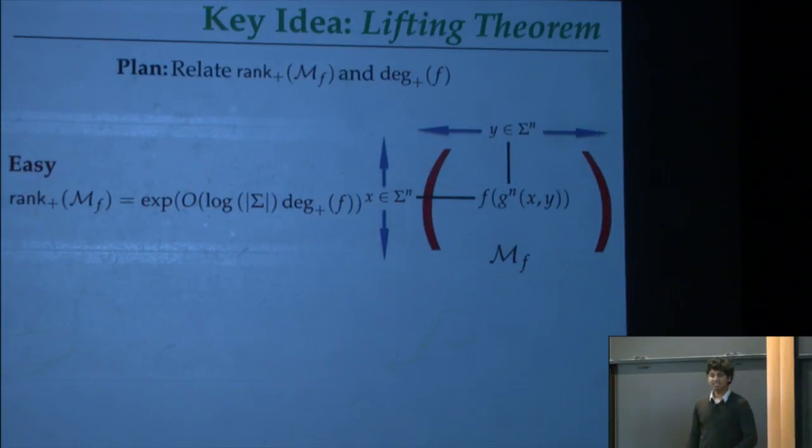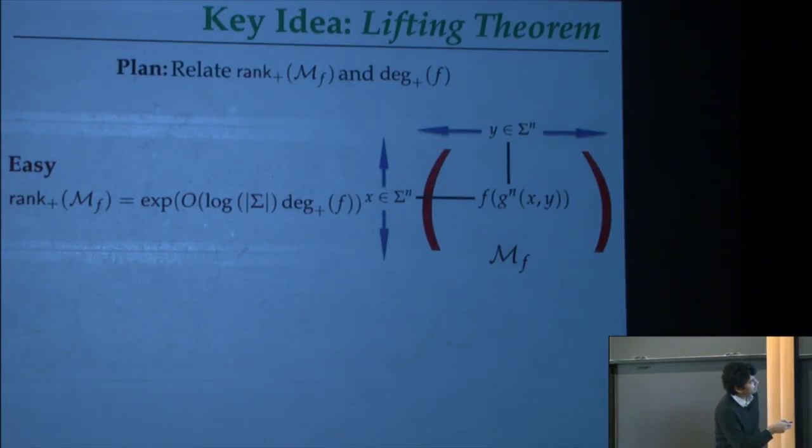Great. So just to say what is the lifting theorem we are going to prove now. We are going to relate, as I said, the non-negative degree of the function f to the non-negative rank of the pattern matrix MF. What is easy to see is that the non-negative rank is always upper bounded by an exponential in the log of the alphabet size times the non-negative degree of f. And this is true for any gadget. This is a really simple result, so let me give you a quick reason why this has to be true.